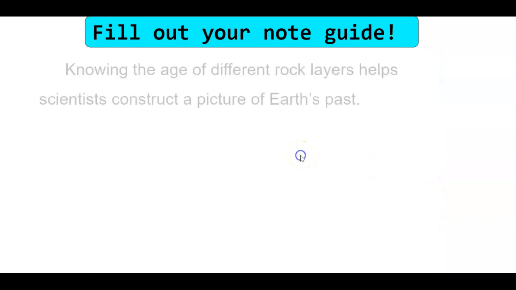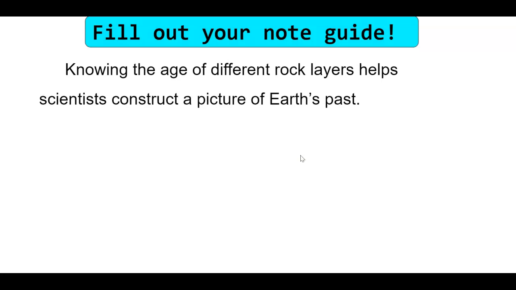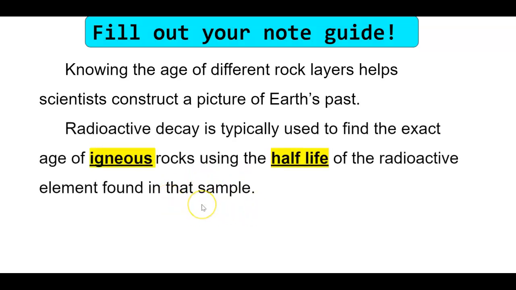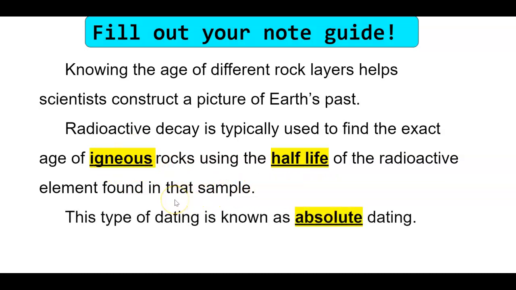Okay, now we really need our note guide. You'll notice that the text in your note guide is the same as what I have here, and every highlighted word will be what you fill in a blank. So knowing the age of different rock layers helps scientists construct a picture of Earth's past. Radioactive decay is typically used to find the exact age of igneous rocks using the half-life of the radioactive element found in that sample. We're going to learn more about this later, but be sure to fill in that word igneous and half-life in your notes. This type of dating is known as absolute dating. It's because it's giving us an actual age.